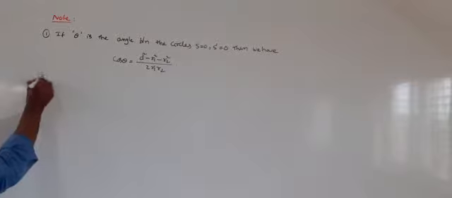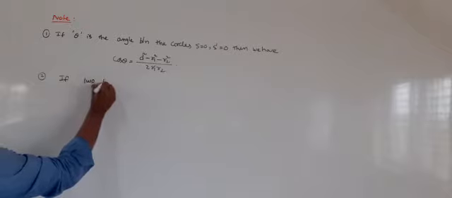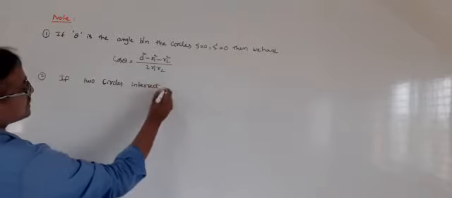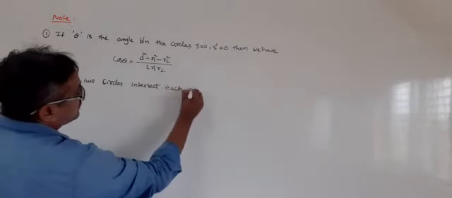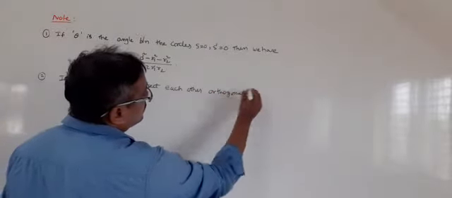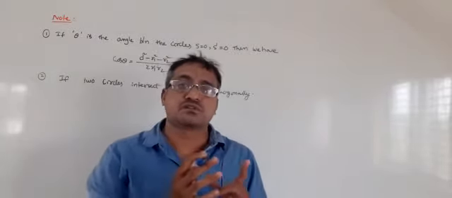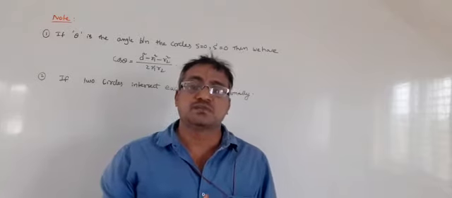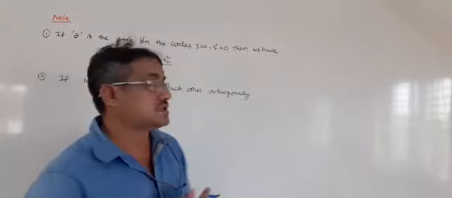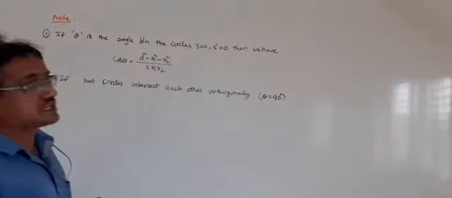Now, if two circles intersect each other orthogonally. You have heard this in first year. If two curves intersect orthogonally, that means they intersect each other at an angle of 90 degrees. So the angle between them is 90 degrees. The theta is 90 degrees.